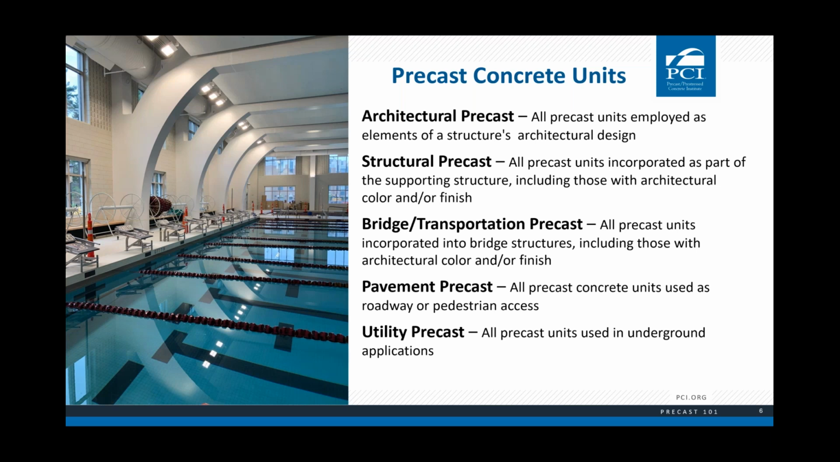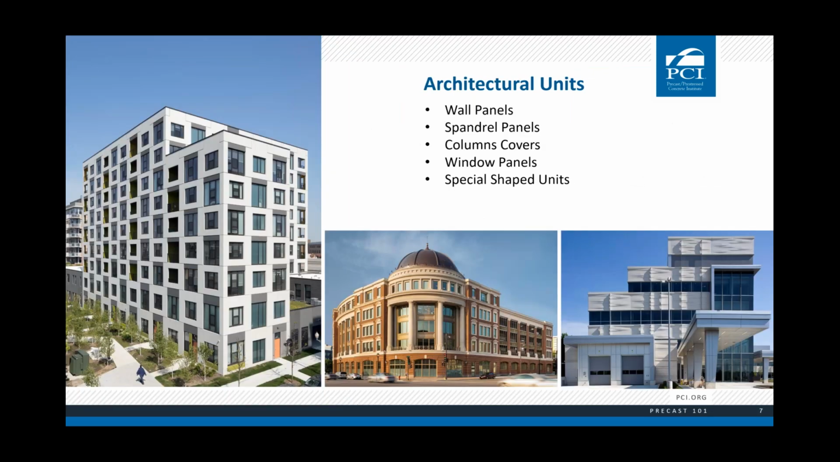One way is that there are over 250 PCI certified plants across North America that produce a wide range of precast concrete products, including architectural precast, structural precast, bridge or transportation products, precast for pavement applications, utility and underground products, and more. For today, we're going to focus on architectural and structural precast components and their use. That will help simplify the message today, especially this being primarily an overview.